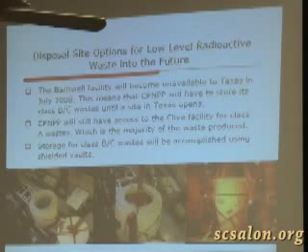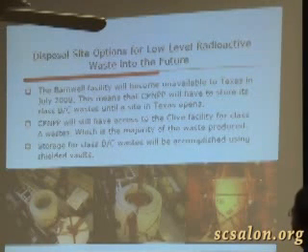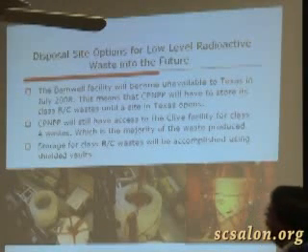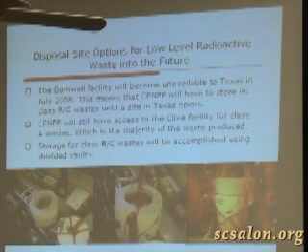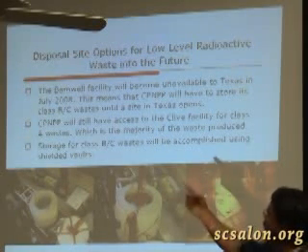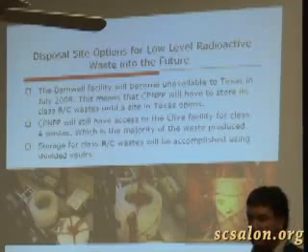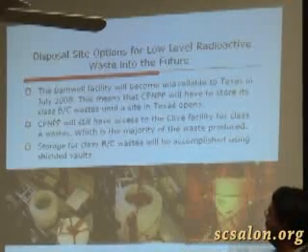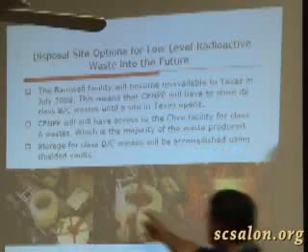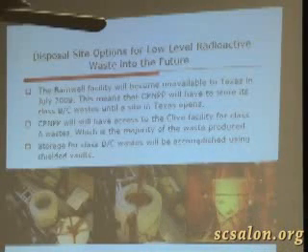But something's changing. The Barnwell facility is going to become unavailable to us in July of 2008. That means that we will have to store our Class B and C waste until a site in Texas opens. Right now, we still have access to the Clive facility for the Class A waste, which is the majority of the waste that we produce. Storage for Class B and C waste will be accomplished using shielded vaults. And these are pictures of a shielded vault, the ones that we have on site.